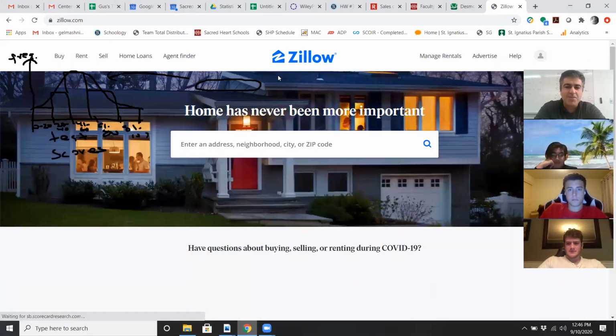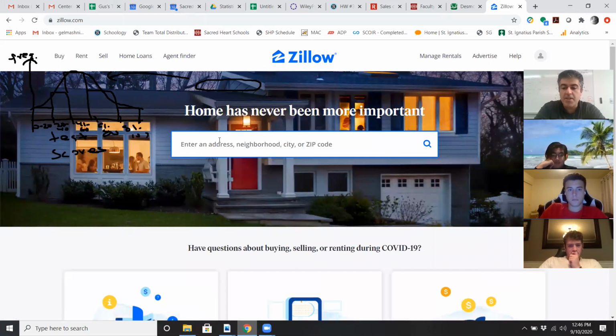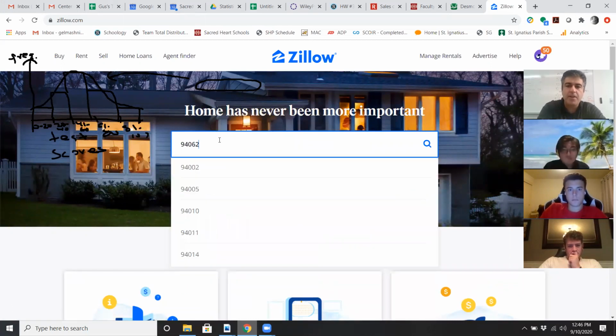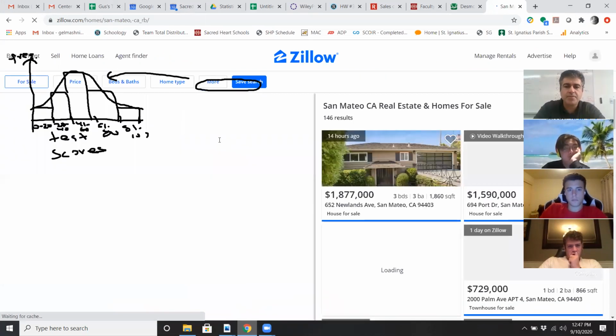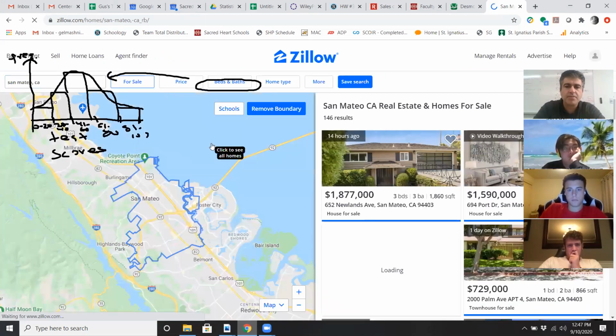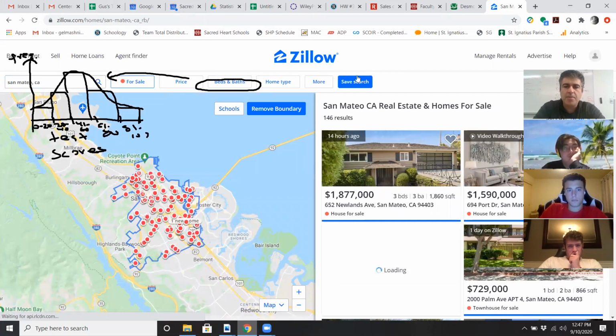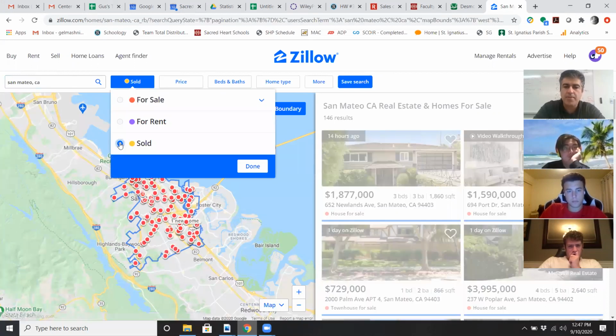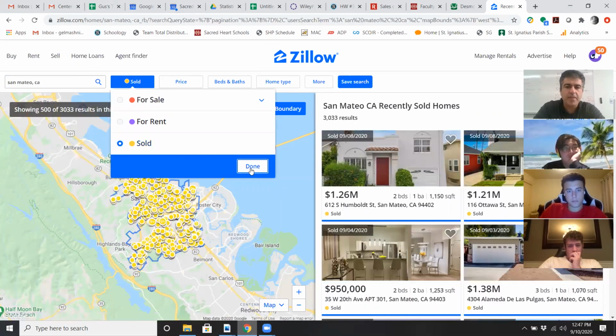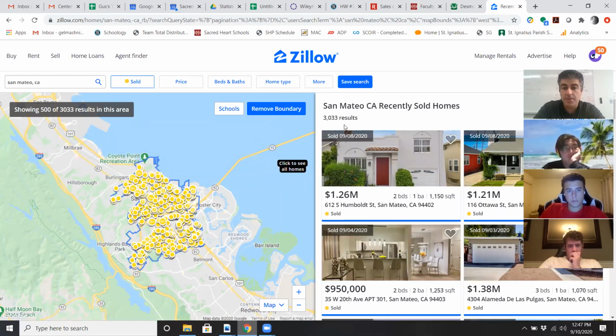Anyway, so let's take a look at San Mateo, California. And what I'm going to do is clear my drawings, and we'll say sold. So I'm interested in homes that have sold already. Now you obviously see a bunch of homes, showing 3,000 homes. That's a lot of data.